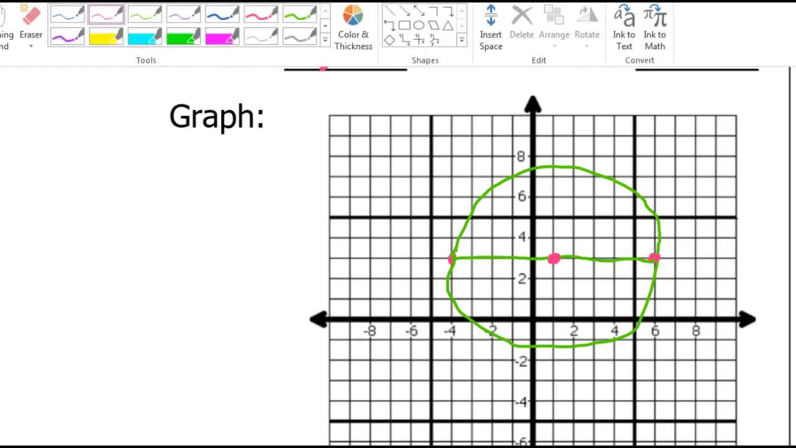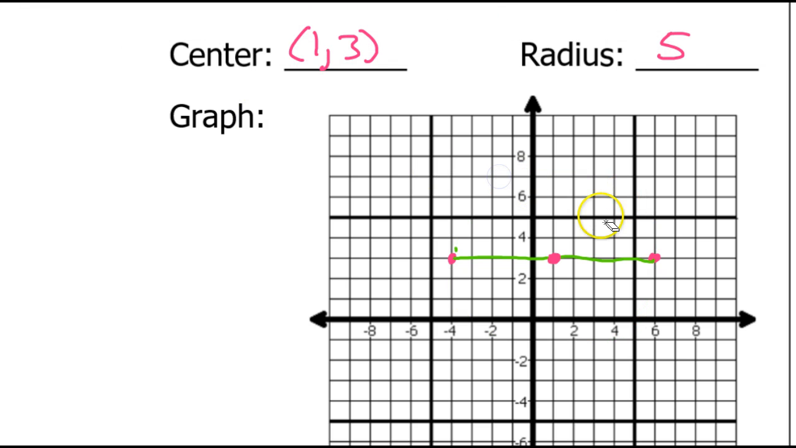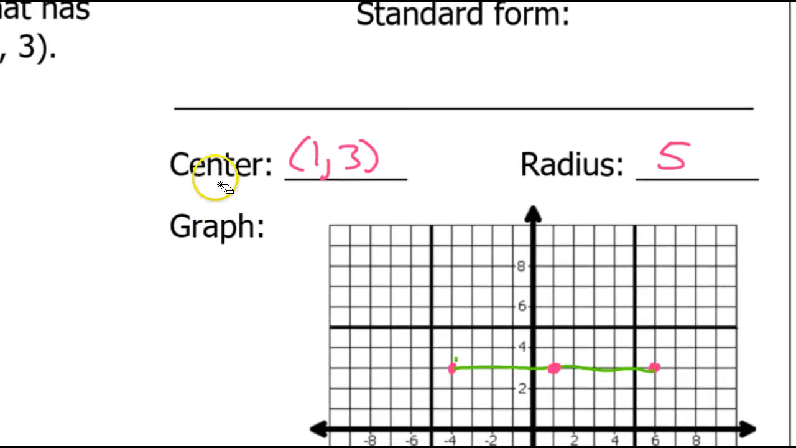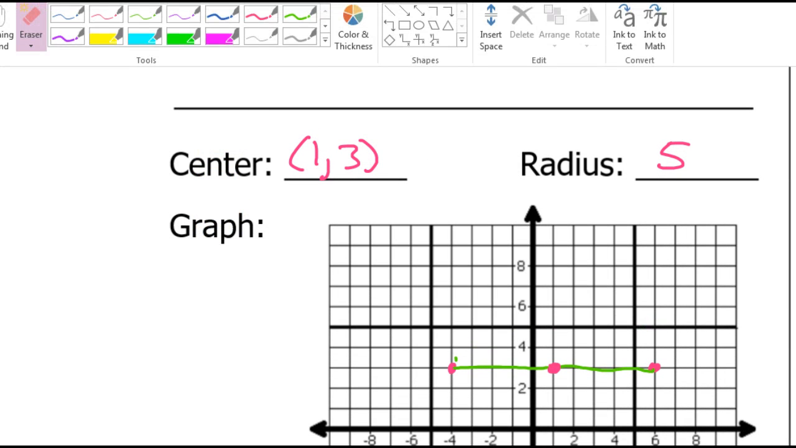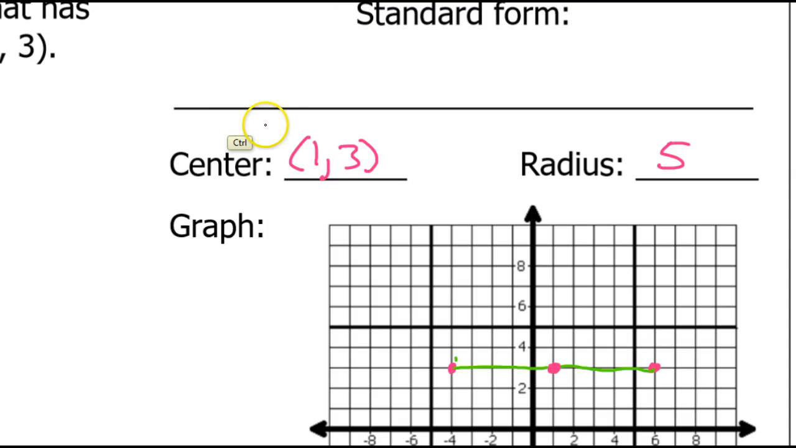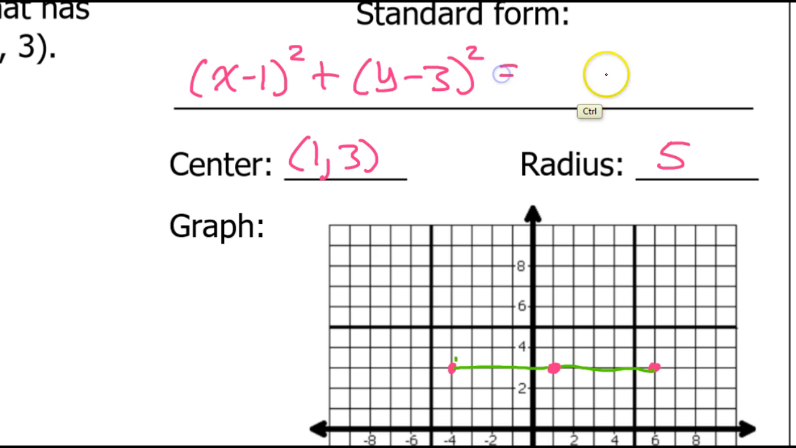Okay, now having done that, first of all, I can write a standard form equation based on the center. So we know that when we have the equation, it's the opposite of this and the opposite of this. So for example, we'll have x minus 1 squared plus, and then we'll have y minus 3 squared. Now this is going to be the radius squared. So I'm not going to put 5, I'm going to put 25 because it's the radius squared.